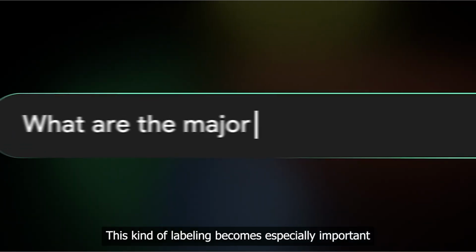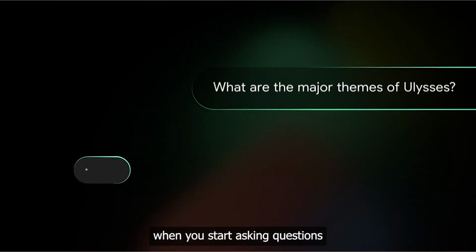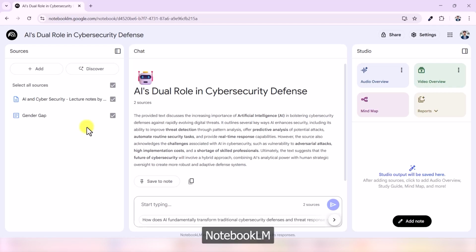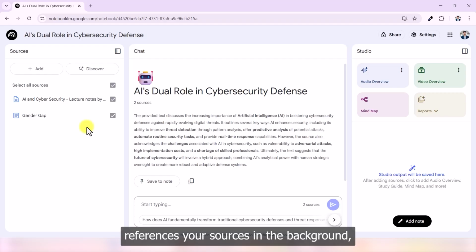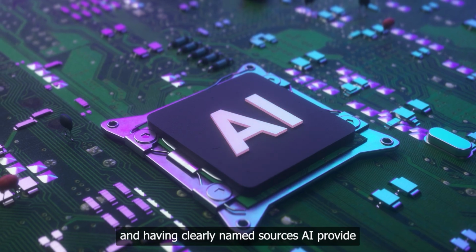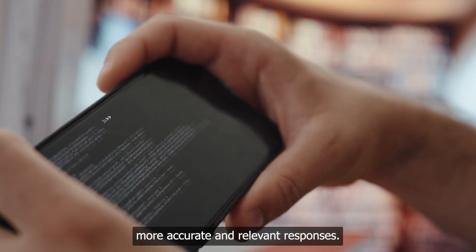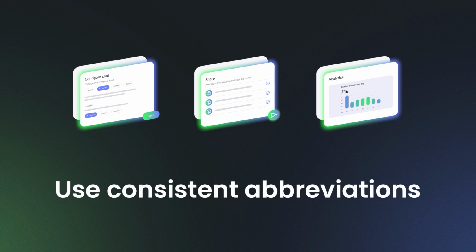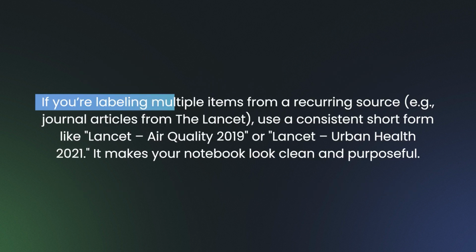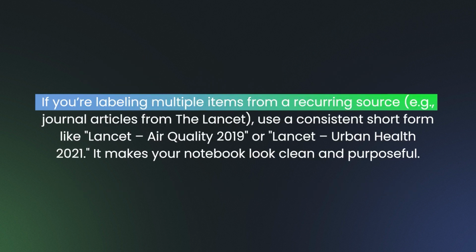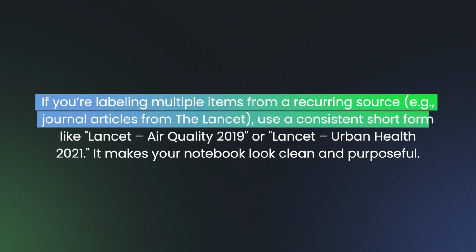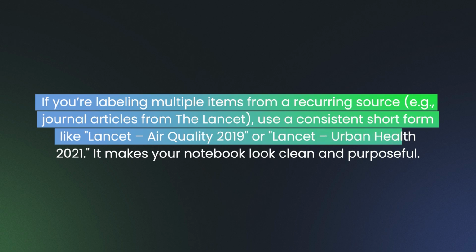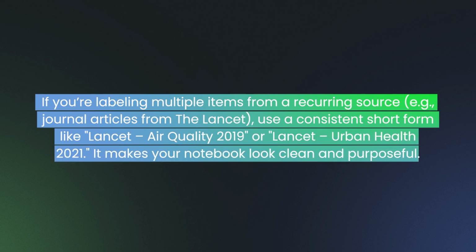This kind of labeling becomes especially important when you start asking questions inside the notebook. NotebookLM references your sources in the background, and having clearly named sources helps the AI provide more accurate and relevant responses. Use consistent abbreviations. If you are labeling multiple items from a recurring source, for example, journal articles from the Lancet, use a consistent short form like Lancet Air Quality 2019 or Lancet Urban Health 2021. It makes your notebook look clean and purposeful.